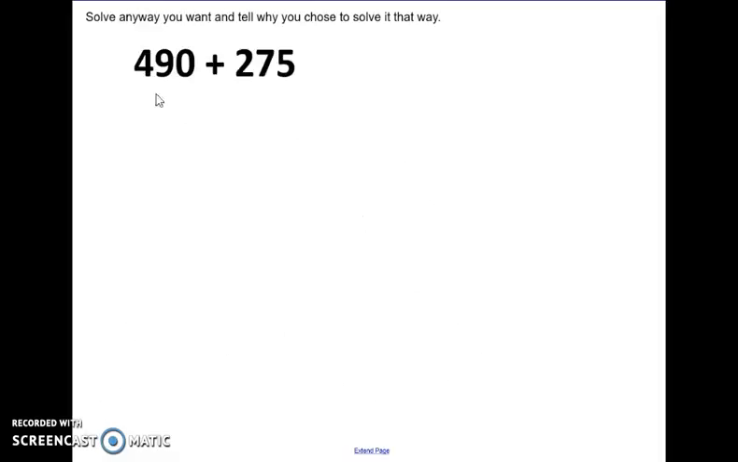You are going to solve this problem, 490 plus 275. You may choose any strategy that works best for you. After you solve the problem, please write at least a sentence telling me why you chose to solve it using that strategy. When you're done with this, you're done with the lesson for today.